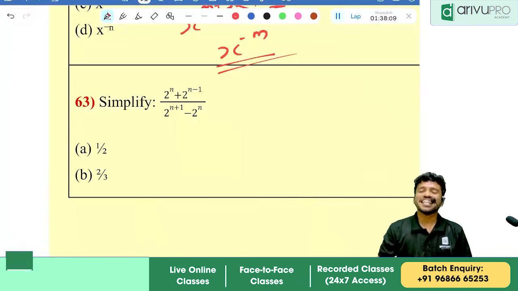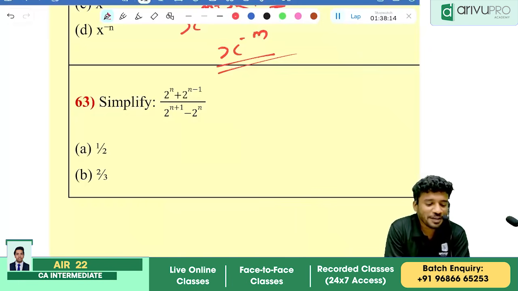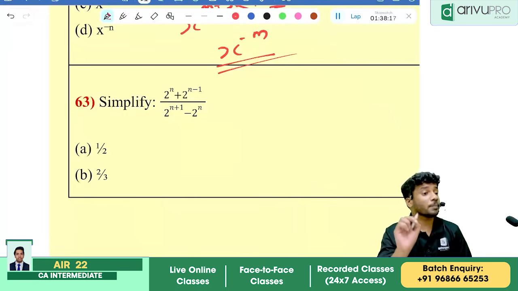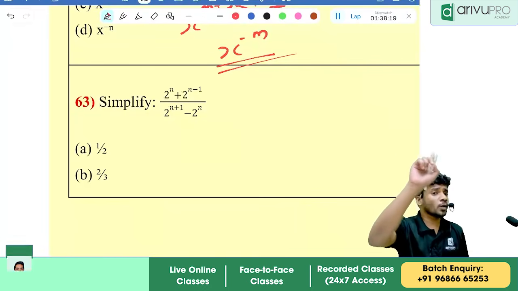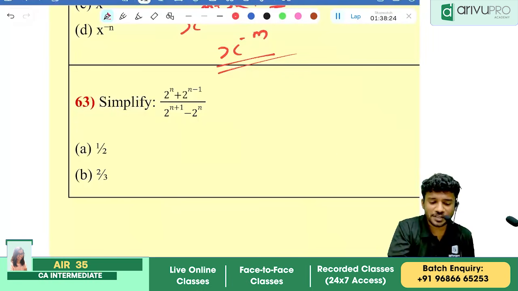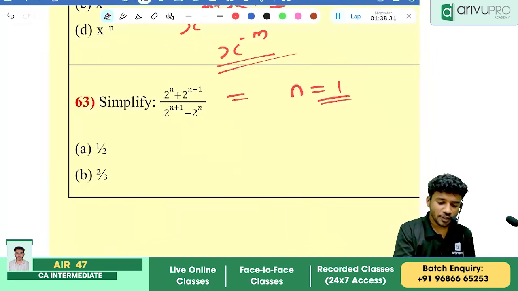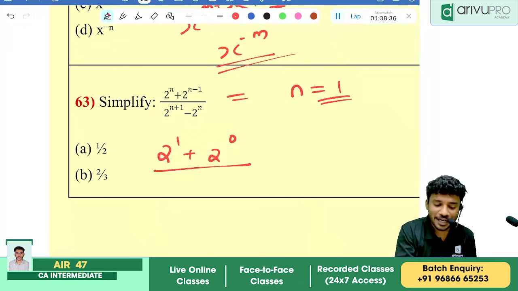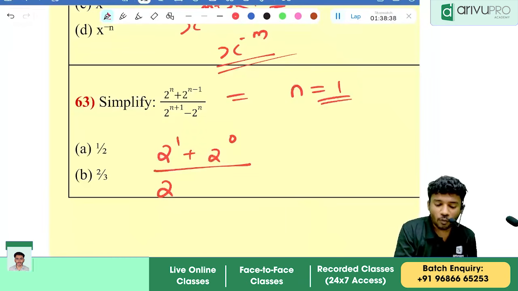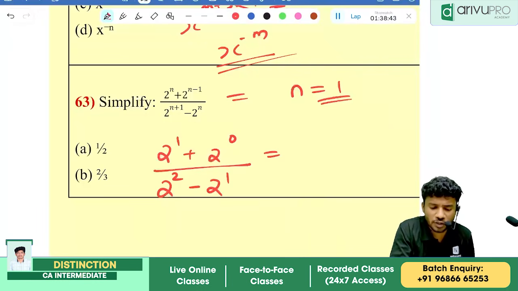Correct? Yes. Now the next question. 2 raised to n plus 2 raised to n minus 1 divided by 2 raised to n plus 1 minus 2 raised to n. I will teach you, do you want the shortcut method or the long method? Shortcut method is very simple. Put n is equal to 1. Substitute: 2 raised to 1 plus 2 raised to 1 minus 1, which is 2 raised to 0, divided by 2 raised to 1 plus 1, which is 2, minus 2 raised to 1, which is equal to how much, people?